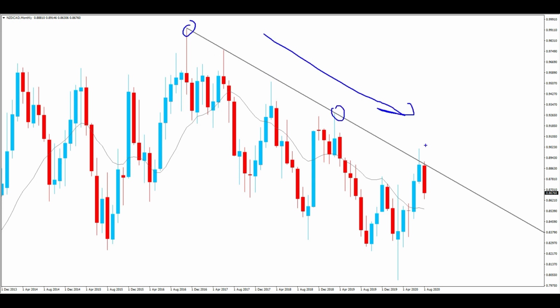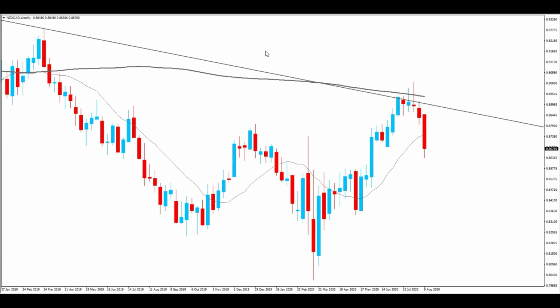We've got 1, 2, and we're looking for a third test of that same trend line, and then for the price to carry on in that trend to the downside on the higher time frames. And on the weekly chart, you still see that we had all those wicks to the upside, and our price had that reversal, and we're expecting that to continue to the downside.